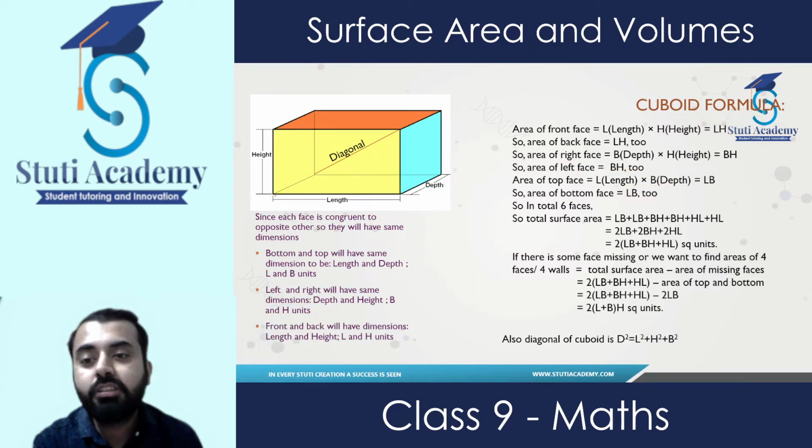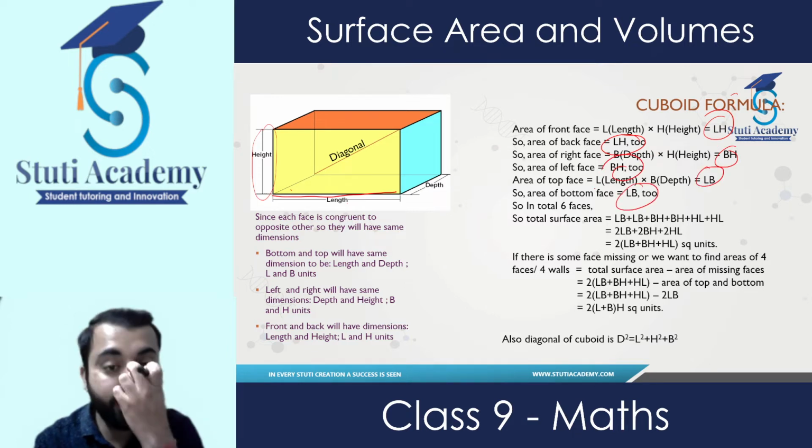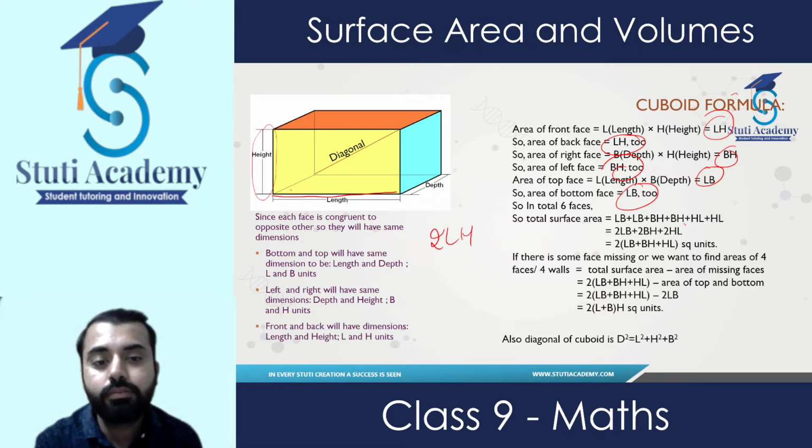Your front face is length into breadth and length into height. The face now, right? This is your front face. It is sharing the length and height. So LH, back one also LH, left one, right one, BH, BH, and top one, bottom one, LB, LB. So you get twice of LH, so you can say 2 LH, right? You can say 2 BH and you can say 2 LB.